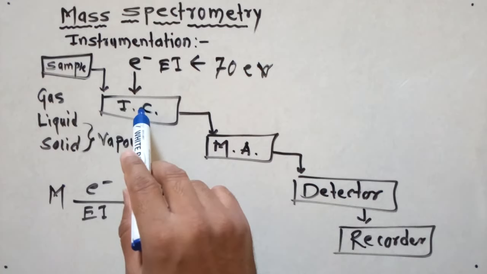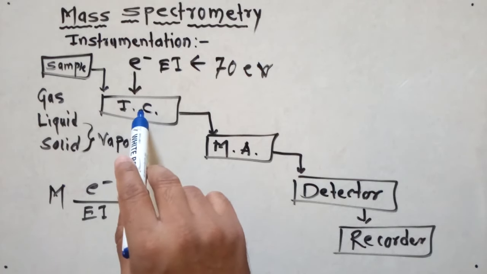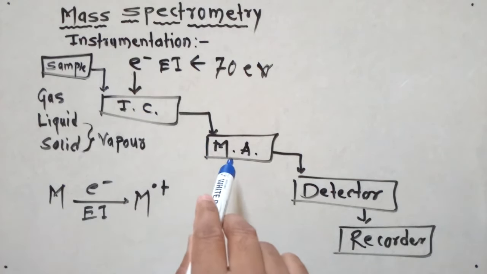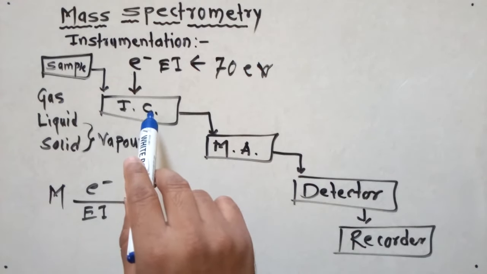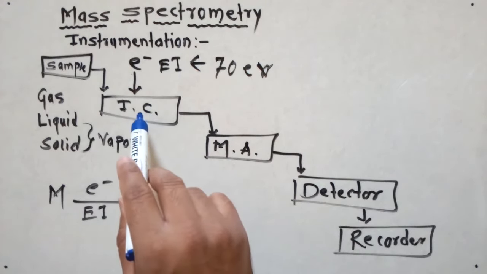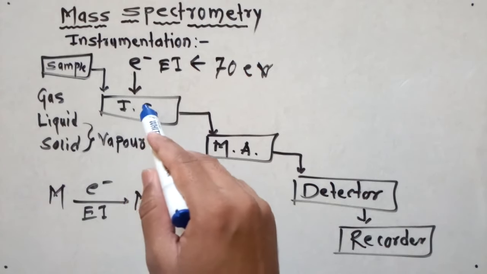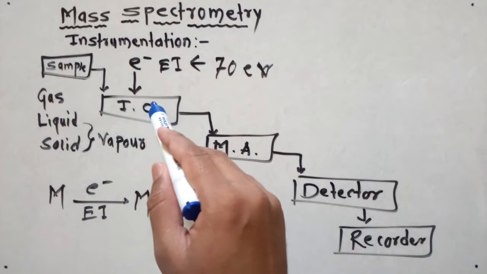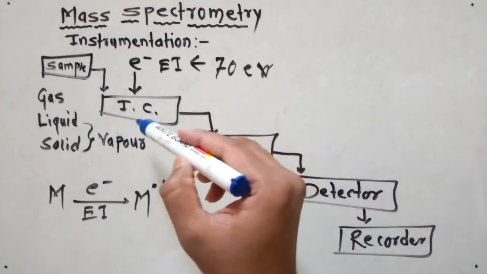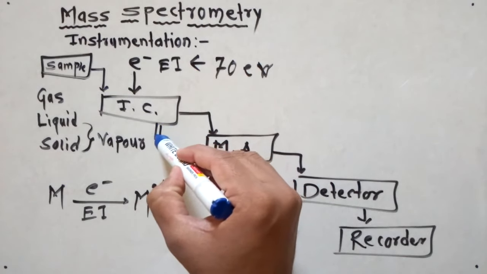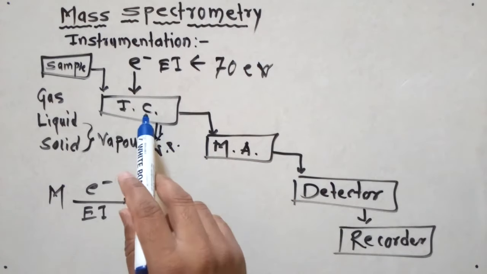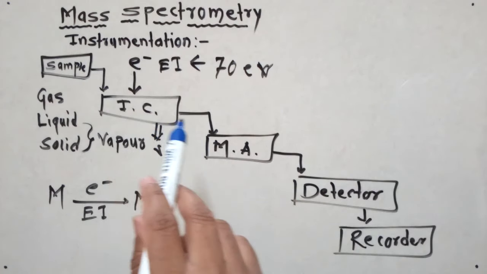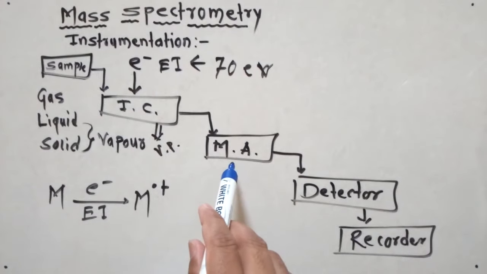Now those molecules which are ionized are further sent to the mass analyzer, but those molecules which are unionized and present in the ionization chamber have to be removed from it. So they are removed from the ionization chamber through a vacuum pump. Now ionized molecules will be sent to the mass analyzer.